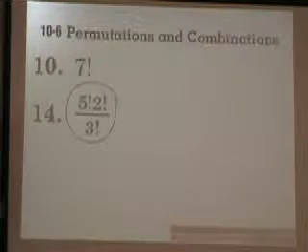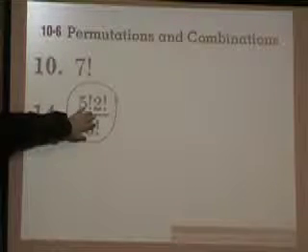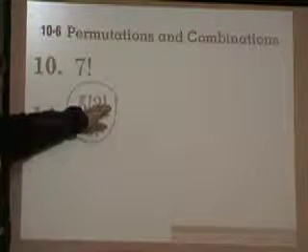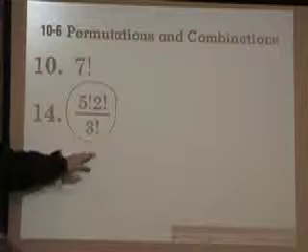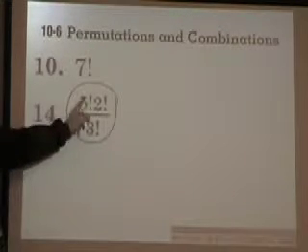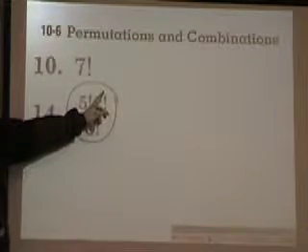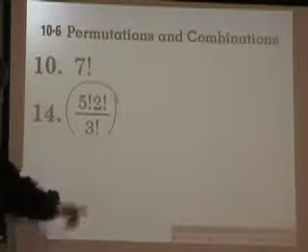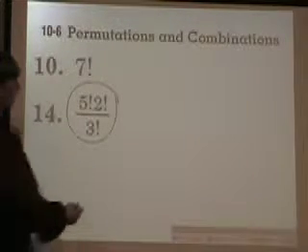All right, the last thing for the day is you need to know how to multiply 5 factorial times 2 factorial and divide it by 3 factorial. Now you're thinking 5 times 4 times 3 times 2 times 1 times 2 times 1 divided by 3 times 2 times 1. That's a lot of work. Okay, let me show you something.